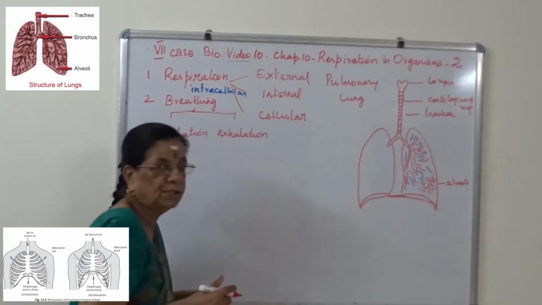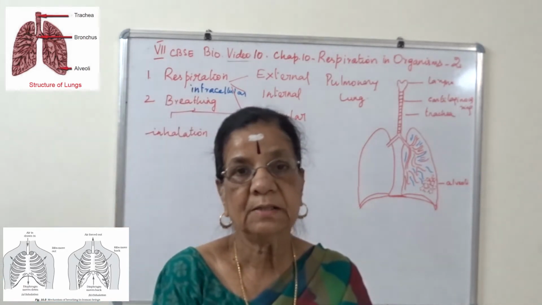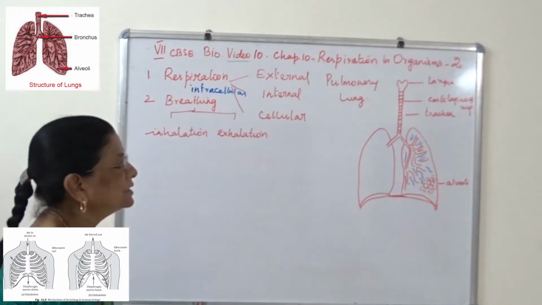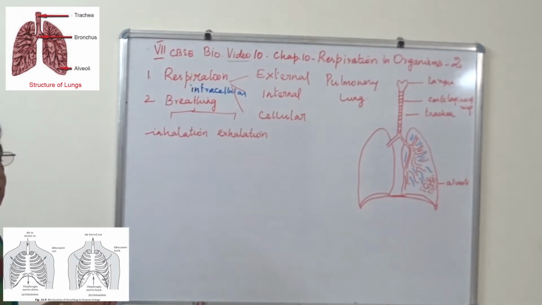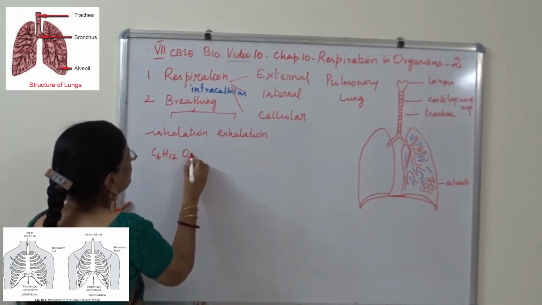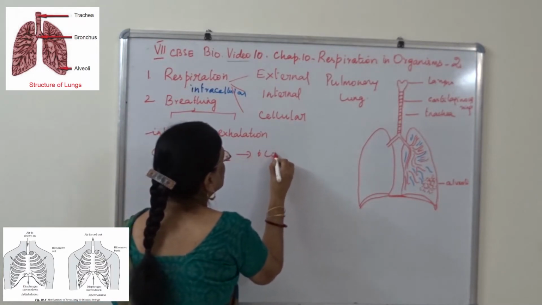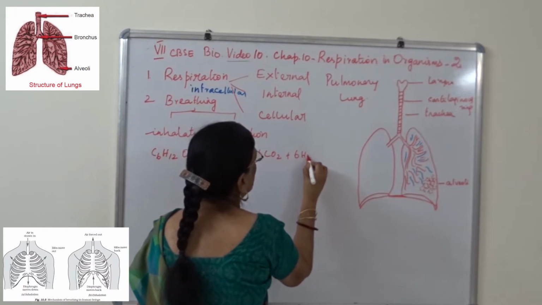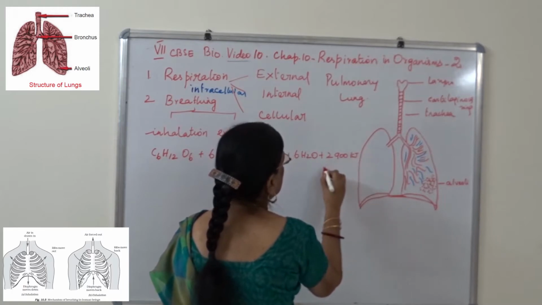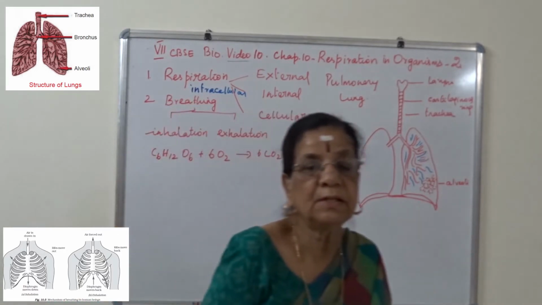Now today we are going to do the structure of the human respiratory system and the mechanism of breathing. I hope you are listening. Now this respiration, we follow the equation C6H12O6 plus 6O2 gives 6CO2 plus 6 water plus 2009 kilojoules of energy. This is the equation for respiration.